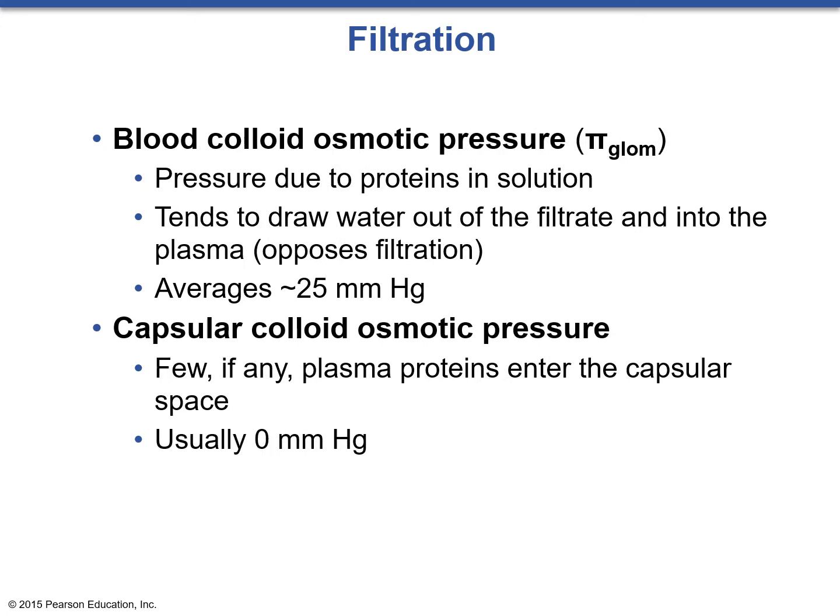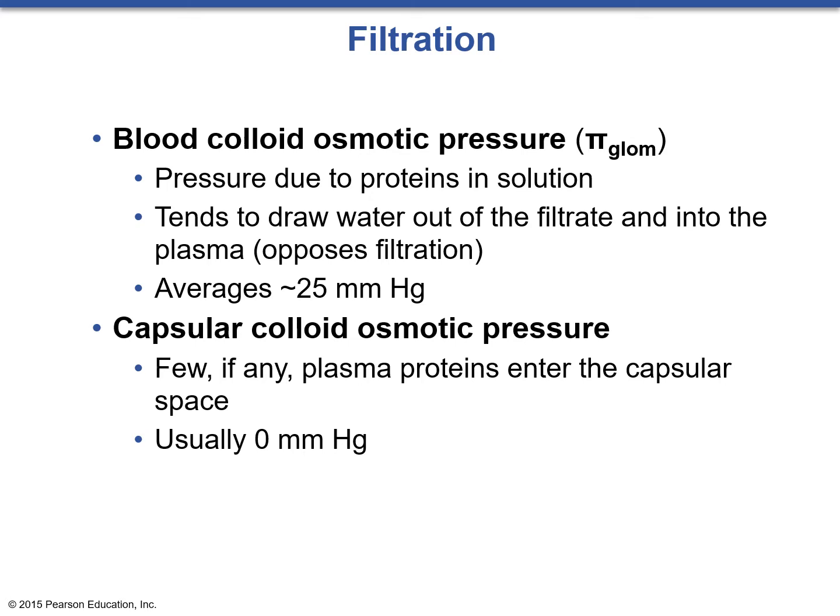The other two pressures are going to be involved in osmotic pressure. We have blood colloid osmotic pressure, which is the pressure due to proteins in the solution. This draws water out of the filtrate and into the plasma, so it's opposing filtration. This is going to average about 25 millimeters of mercury.